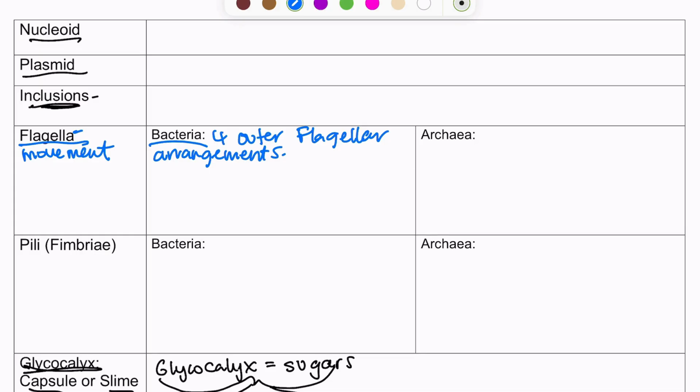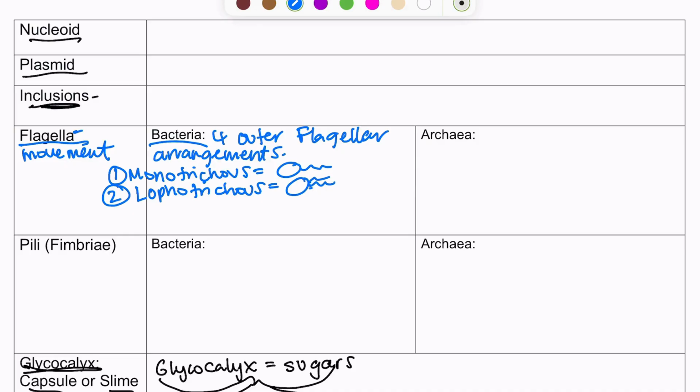So the first one is called monotrichous. And on the exam, you can just name it and put the picture if you want. So it's 1 flagella from one end of the cell. The second one would be lophotrichous. Okay, and that is many flagella from one end of the cell still.